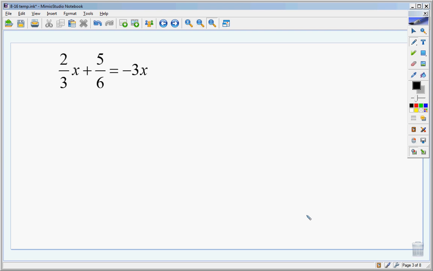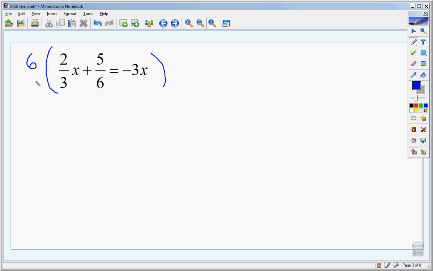What would be the lowest common denominator between everything that's up there? What would it be? It would be 6. I would say let's get rid of the fraction. And what I'm going to do is put parentheses around everything that's up here, and I'm going to put a 6 out in front.